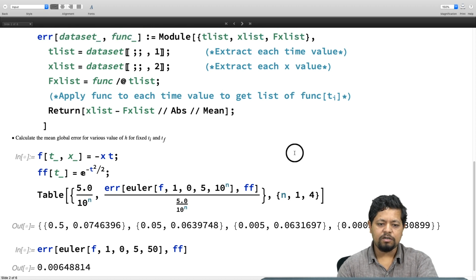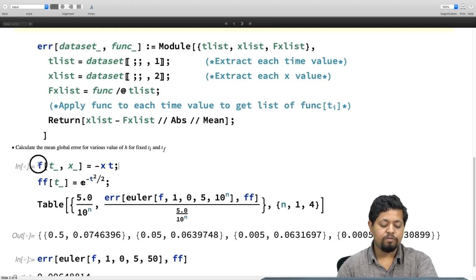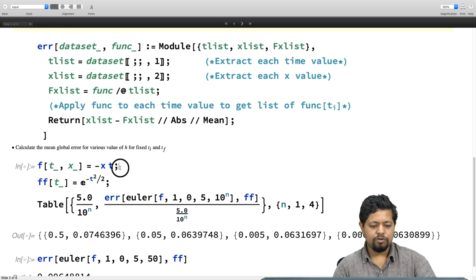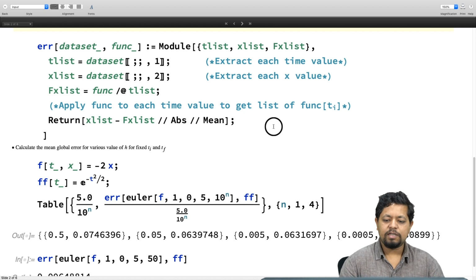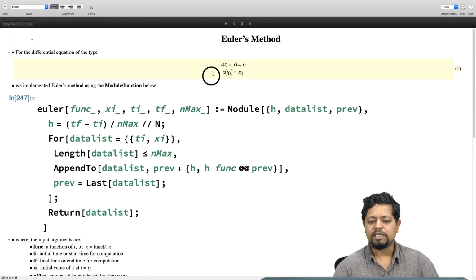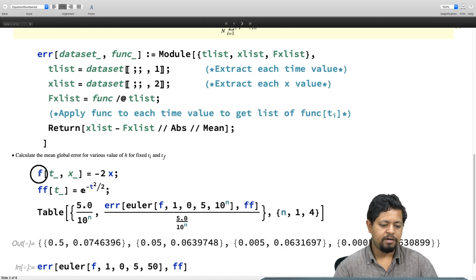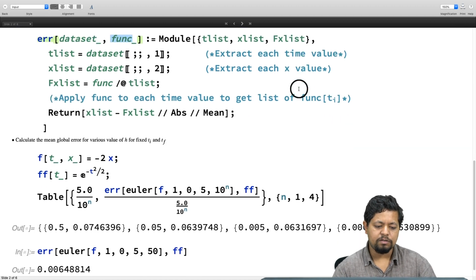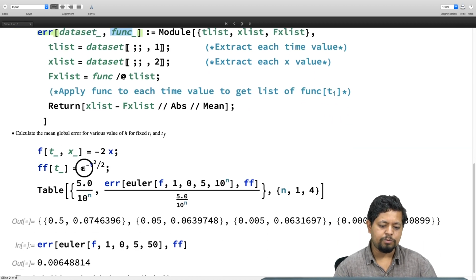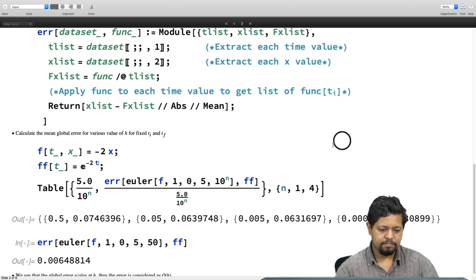So let's say the function for which we are looking for the solution is, let's go ahead and do what we have been doing so far. Let's start out with minus 2x. So let's say our differential equation is x dot equal to f of x, t, which I've defined over here as minus 2x. This ff is the function that I'm going to pass to the error function. This is the solution of the differential equation, and in this case, if x dot is minus 2x, then the solution is e to the power minus 2t. So let's go ahead and do that first.